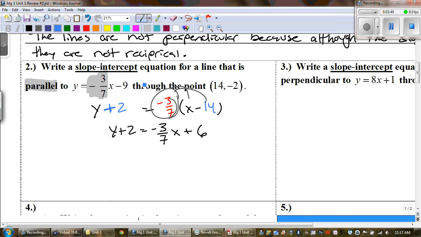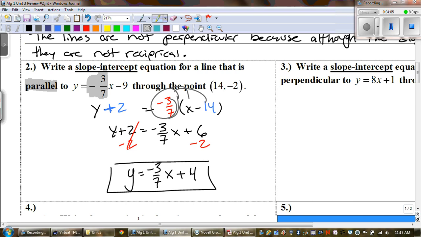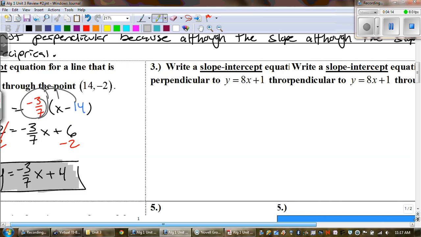Okay? So to solve for y, we have to subtract 2 to both sides, and we get y equals -3/7x plus 4. That's my final answer, so I'm going to put it in a box, and I'm even going to highlight it for you guys. Okay, let's slide over and look at number 3.